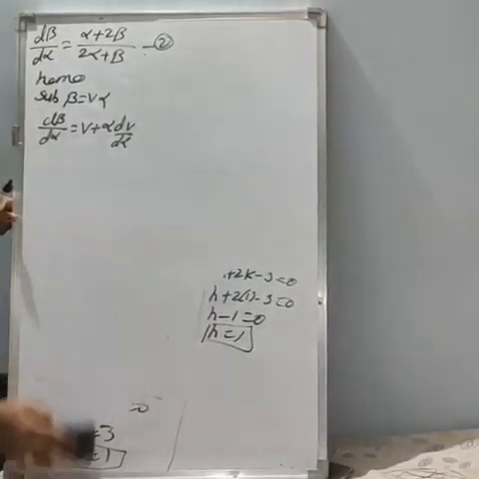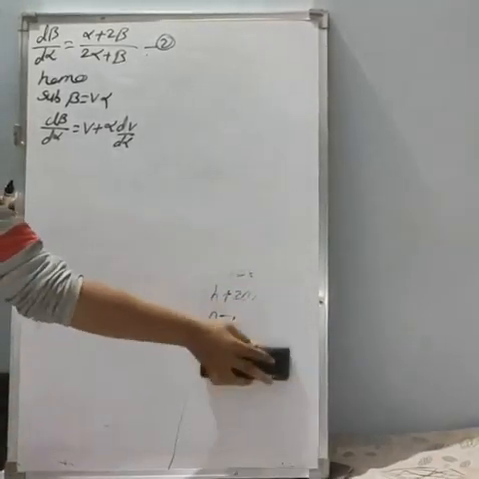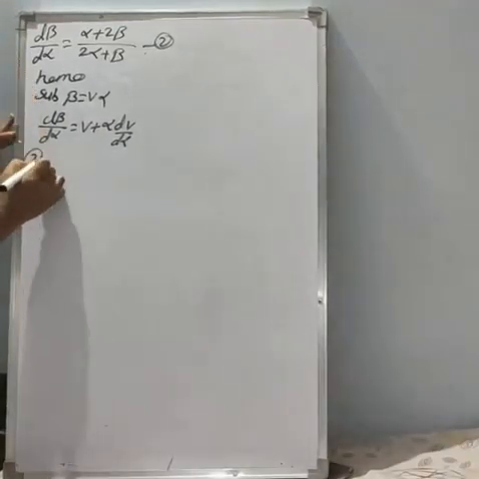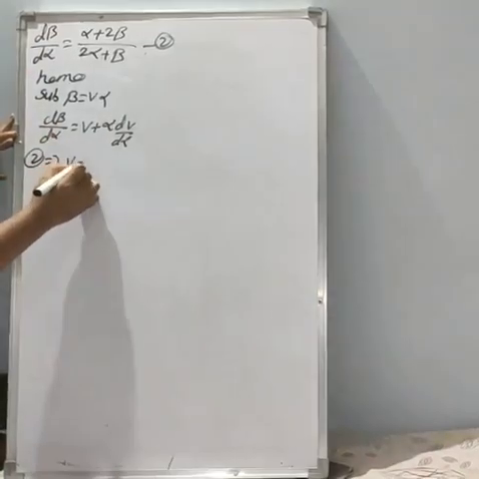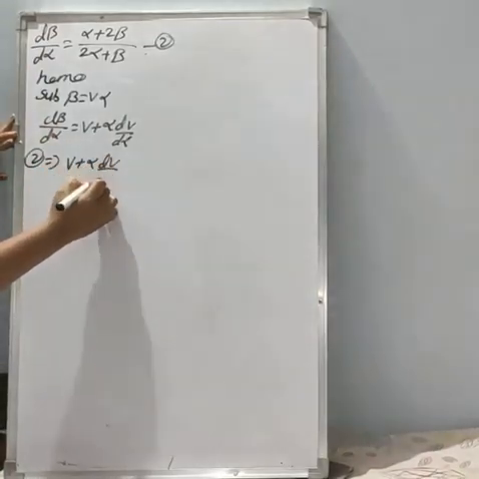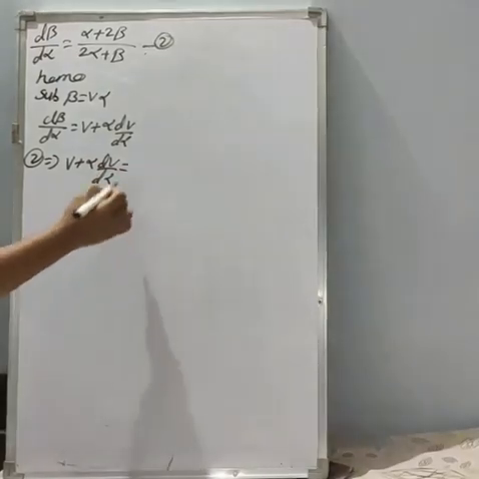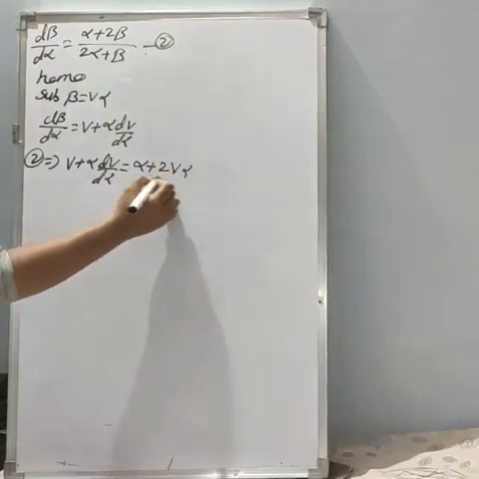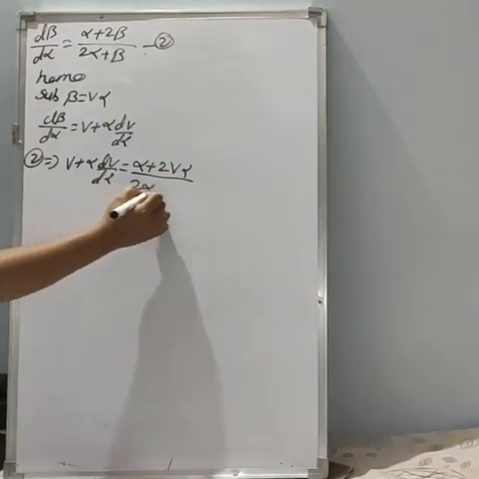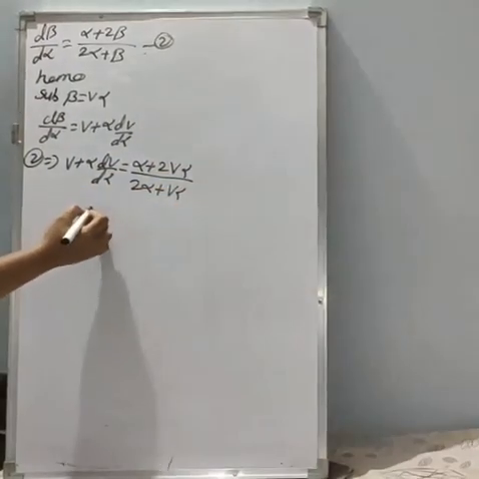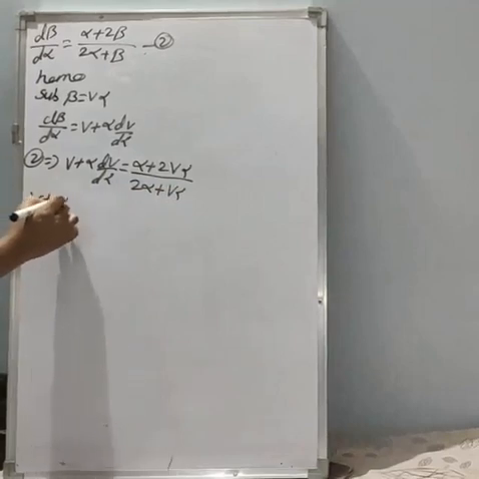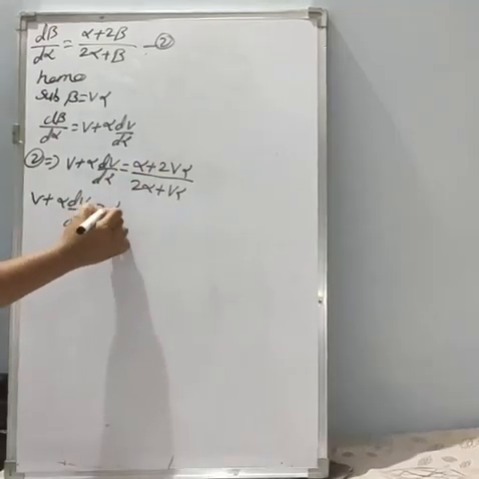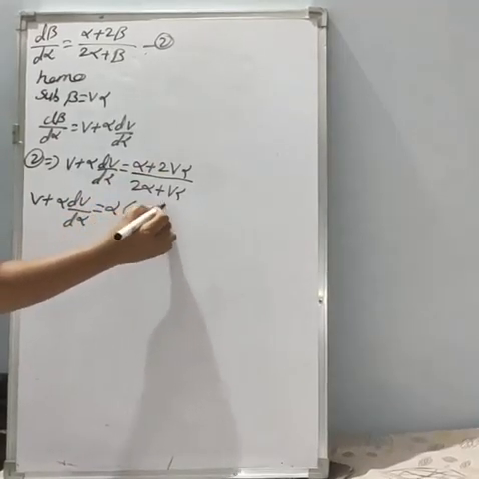now from this it is the same as whatever we solved in the homogeneous differential equation. So equation 2 becomes d beta by d alpha, v plus alpha into dv by d alpha, is equal to (alpha plus 2 into beta value, v alpha) divided by (2 alpha plus again v alpha). Now try to solve this. So v plus alpha into dv by d alpha is equal to, from this we can take alpha common, so we remain with (1 plus 2v).